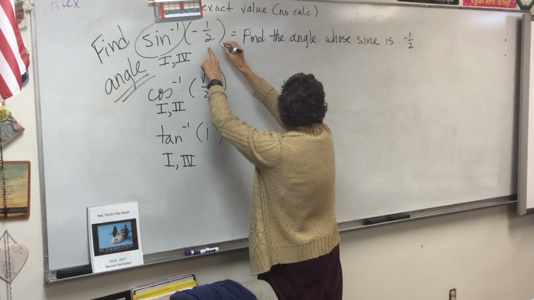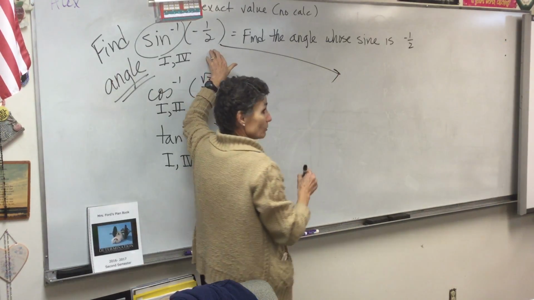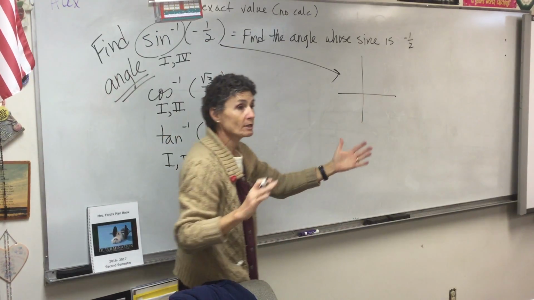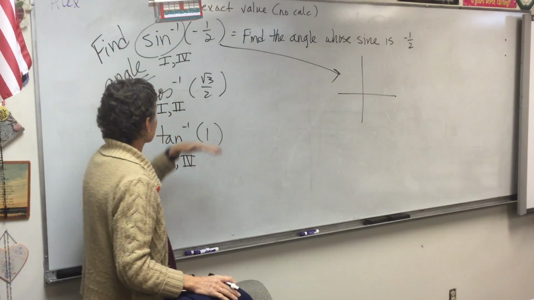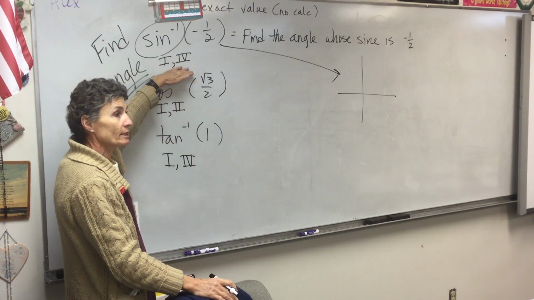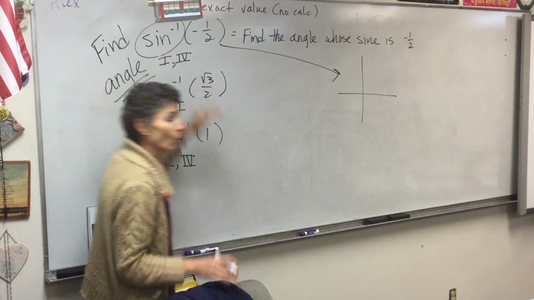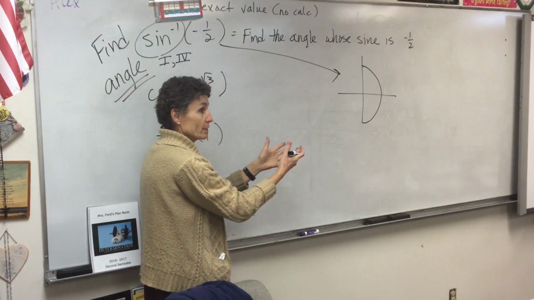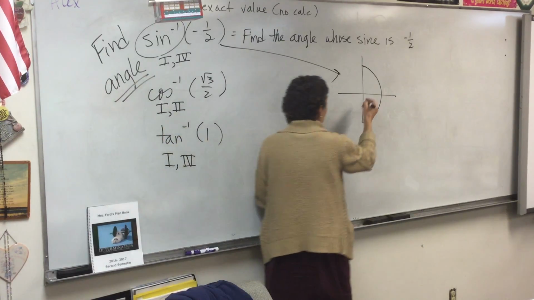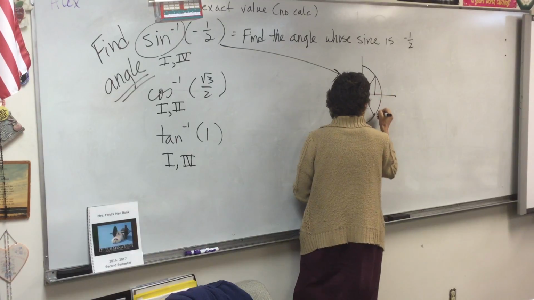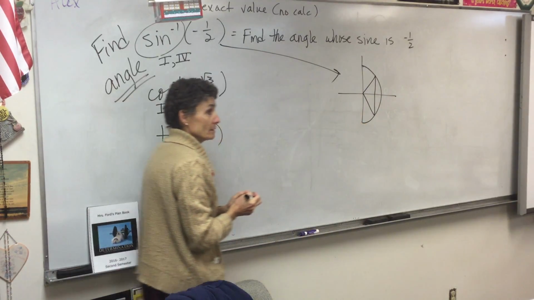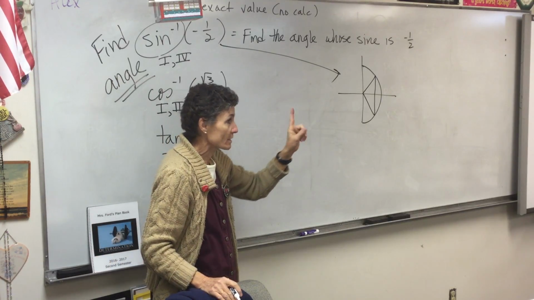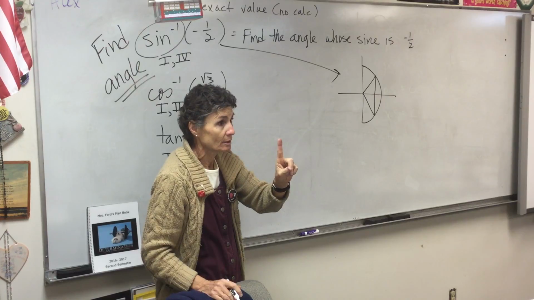I'm doing this problem right here. I'm finding the angle whose sine is -1/2. The rules established a long time ago by people way smarter than us say you can only look in quadrants 1 and 4. So I'm looking over there. I'm either going to have a triangle that looks like this or a triangle that looks like this. How do I know whether I want to look in quadrant 1 or quadrant 4? Because there's only going to be one answer.